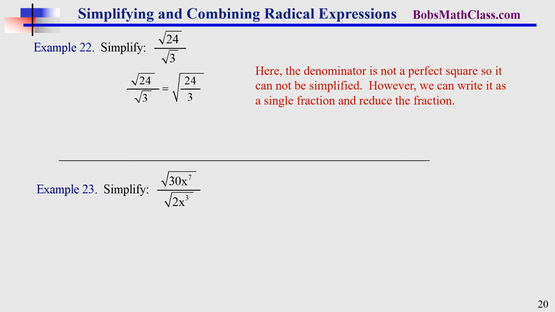Okay, so if we write it as a single fraction, that gives us 24 over 3. Now we can reduce it. That gives you the square root of 8. Are we done? No, because we could simplify the square root of 8. So simplify the radical expression. Either method, 8 is 2 times 2 times 2. There's 3 2's, so you circle a pair. 1 2 comes out. 1 2 stays in.